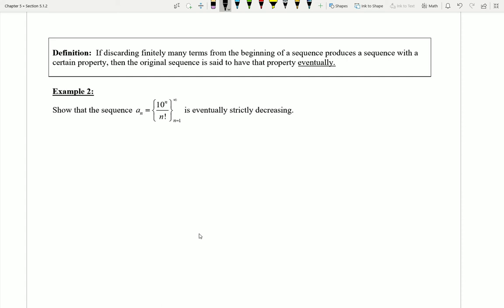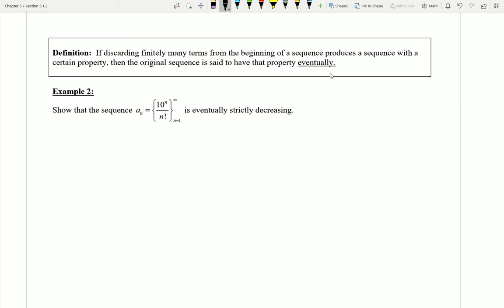Now let's take a look at a new definition associated with this idea of increasing and decreasing sequences. Let's suppose that if discarding finitely many terms of a sequence from the beginning of the sequence produced a new sequence with a particular property, then we would say that the original sequence would have that property eventually.